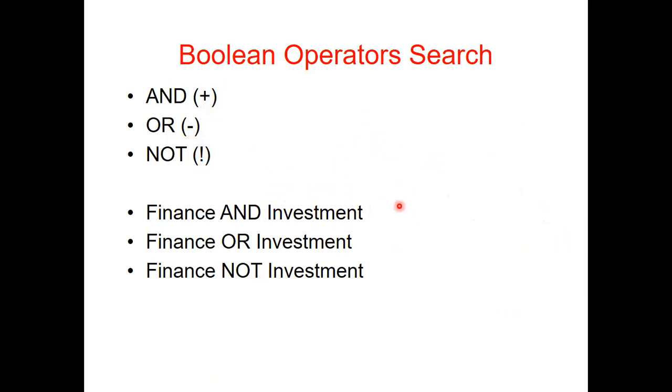So let's say your topic is actually finance and investment. If you put finance and investment in a search box, that should give you both finance and investment. But if it's finance or investment, that should give you any study that is studying finance or investment. So this is bigger and broader. Finance, not investment, will give you only studies from finance and exclude investment.